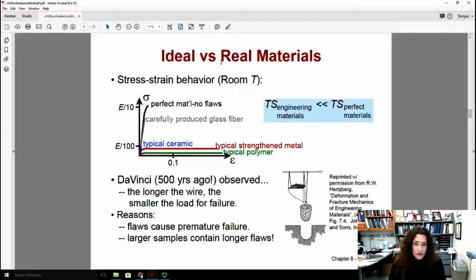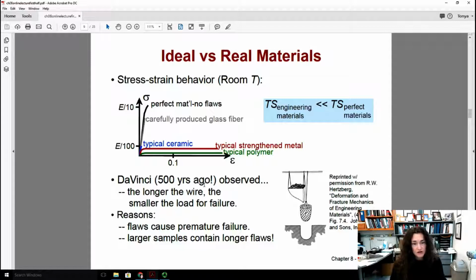It's important to note that the stress at which real materials break can often be much, much less than the tensile strength cited in textbooks for perfect materials. Okay? And this is because there's going to be flaws within the material, and those flaws act as stress concentrators. Now, this was noticed a long time ago.